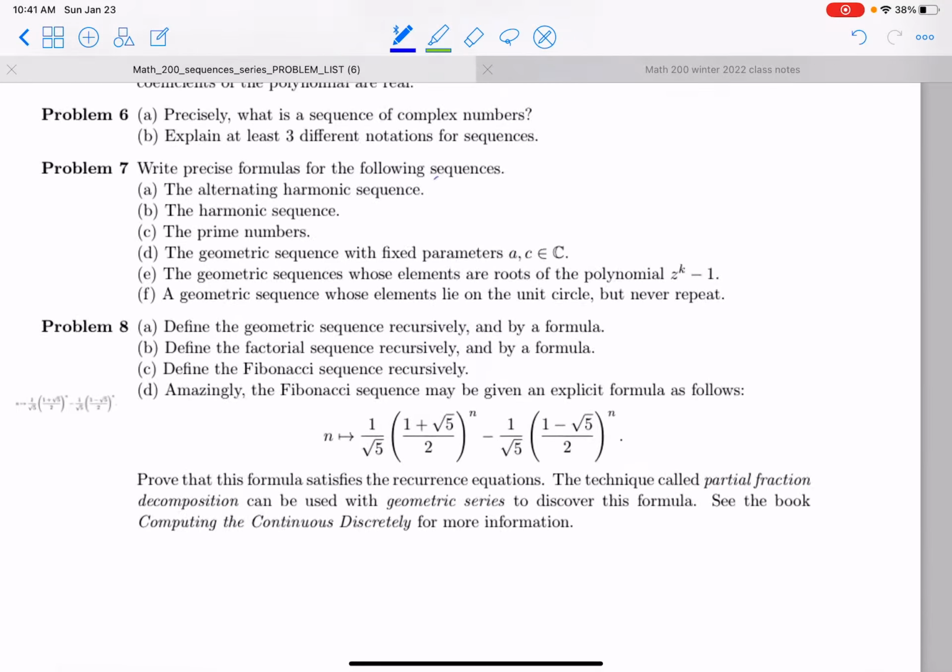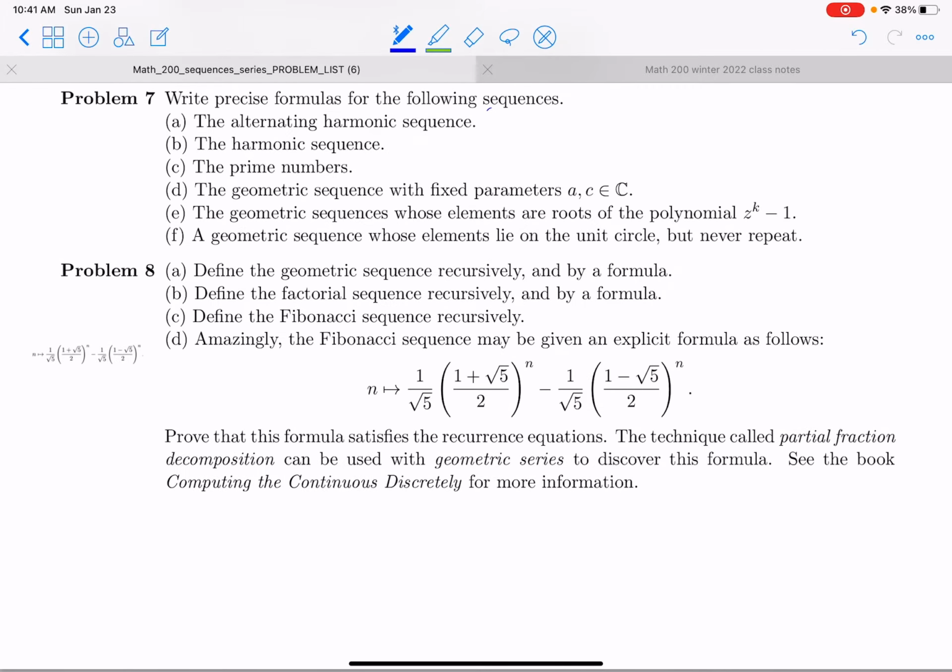Okay, so let's look at problem 8. Define the geometric sequence recursively and by a formula. This is in the book, so you just need to try to find it. Part B, factorial, same, it's in the book. Part C, it's in the book, so it'll take some time, but you'll have to find it.